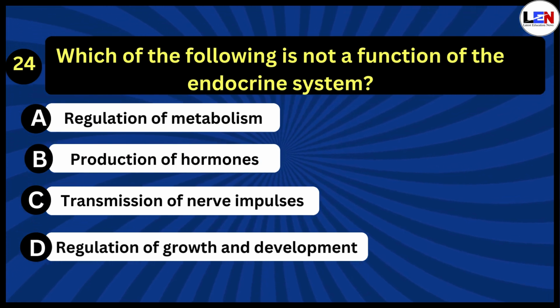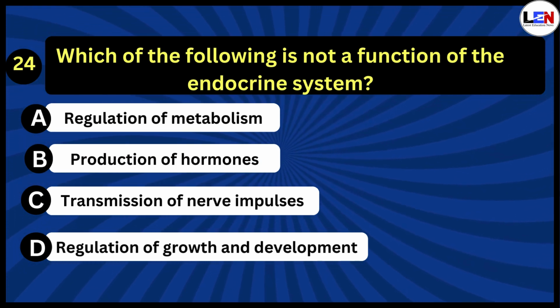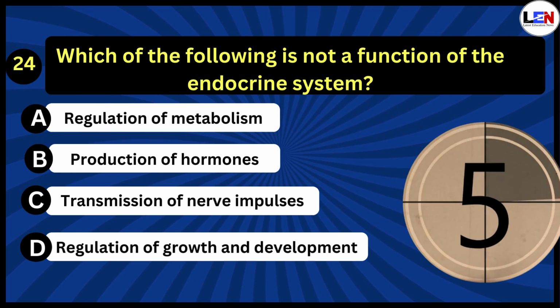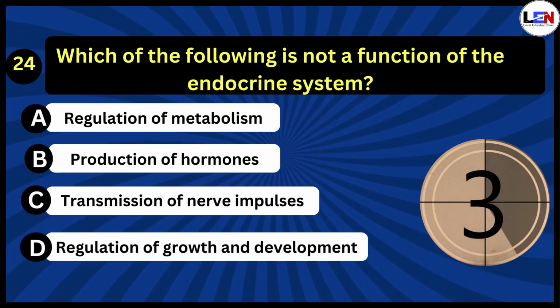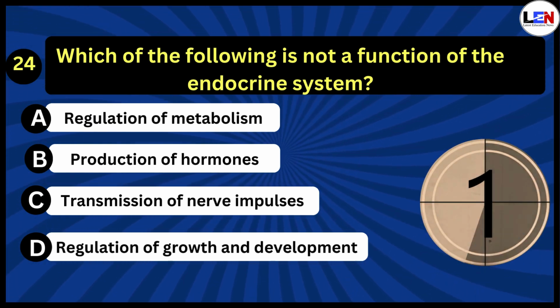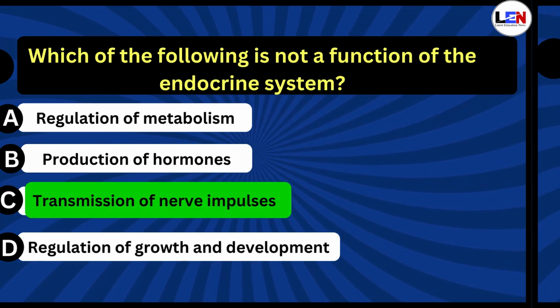What is the name of the fluid that lubricates joints? A. Synovial fluid. B. Plasma. C. Lymph. D. Cerebrospinal fluid. The correct answer is option A. Synovial fluid.